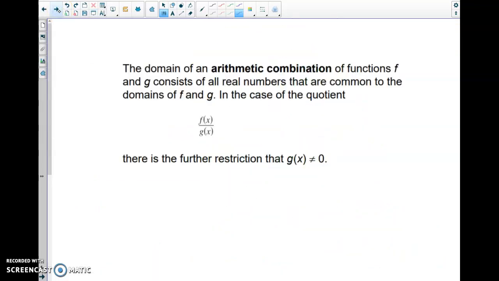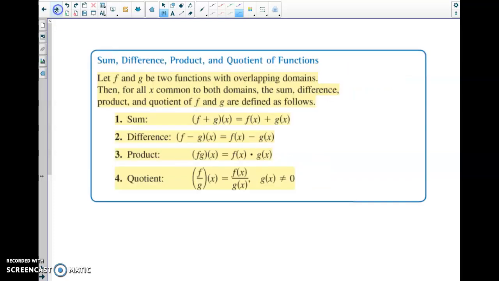So this is just in words. Hit pause and write this down. This here is just telling you that you have to find where the restrictions are when the denominator equals 0.